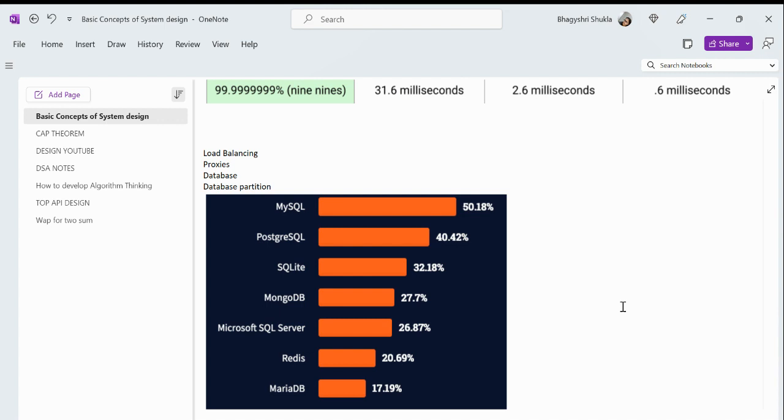And after the database, we have partitioning. Database partitioning plays a major role, and it is a way of dividing the database into smaller chunks so that it increases the performance of the system.